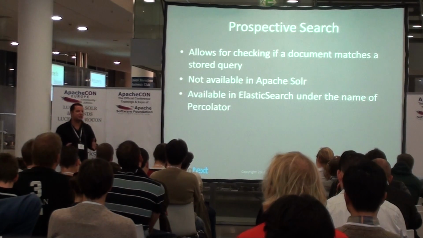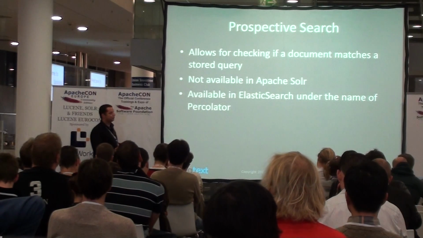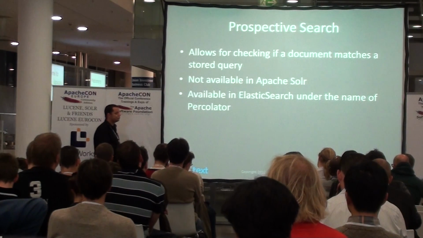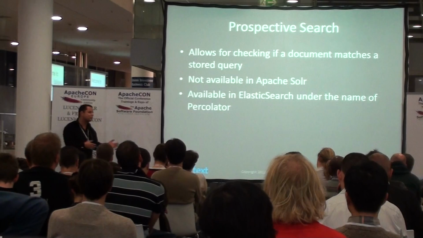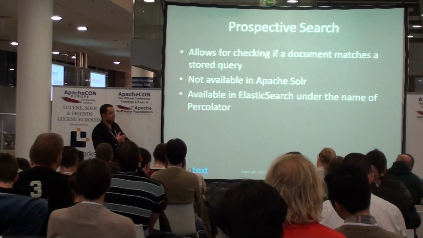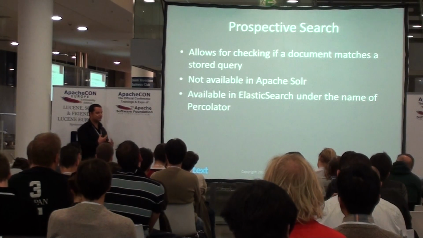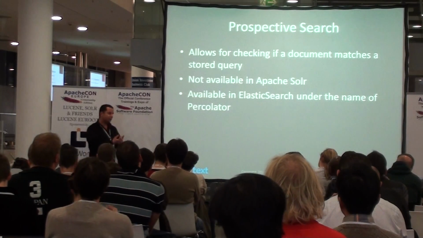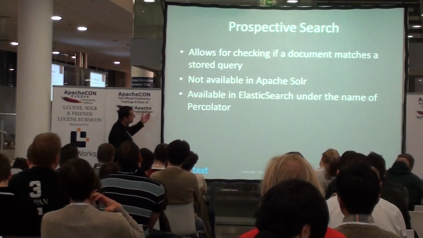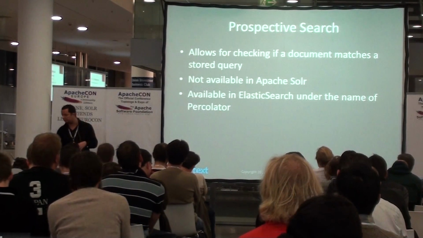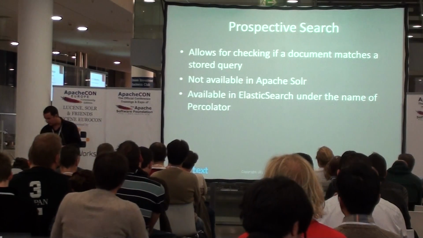For example, imagine an alerting functionality that you use to monitor social network services. And when a brand, for example Coca-Cola or anything like that, comes up, you want a query that matched it to show up. And that's what prospective search can be used for.